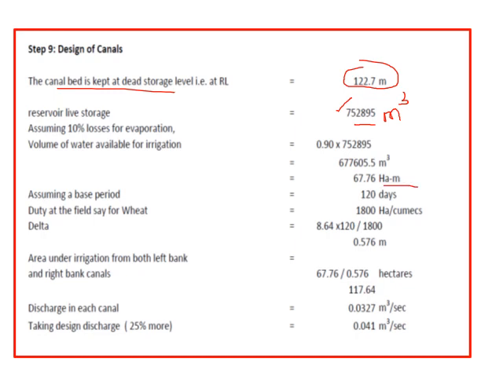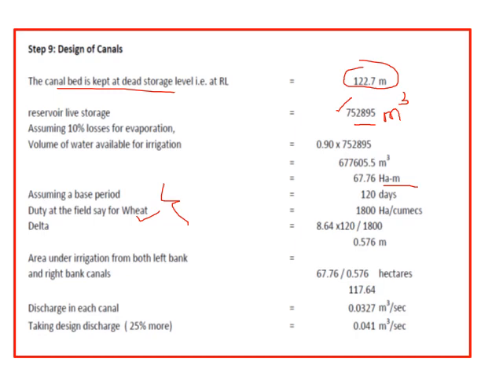Now you can decide about the crops. I have taken one crop, but you can have 2 or 3 crops depending upon the command area. So one sample calculation has been given. Based on that, you can decide what should be the discharge in the canal.